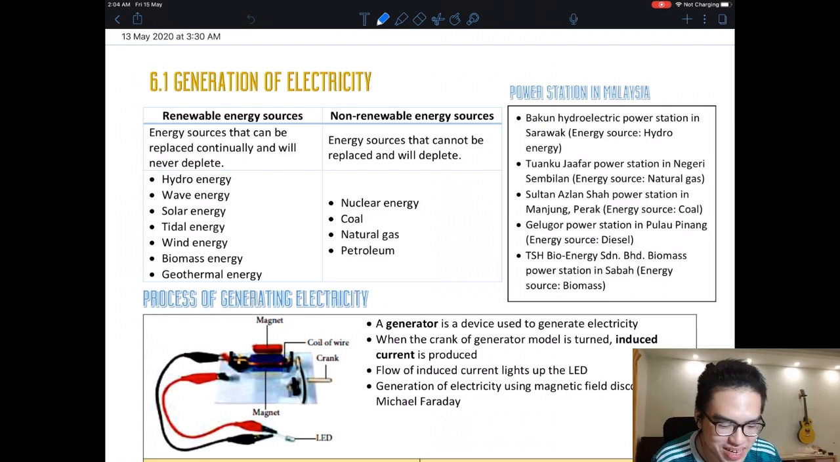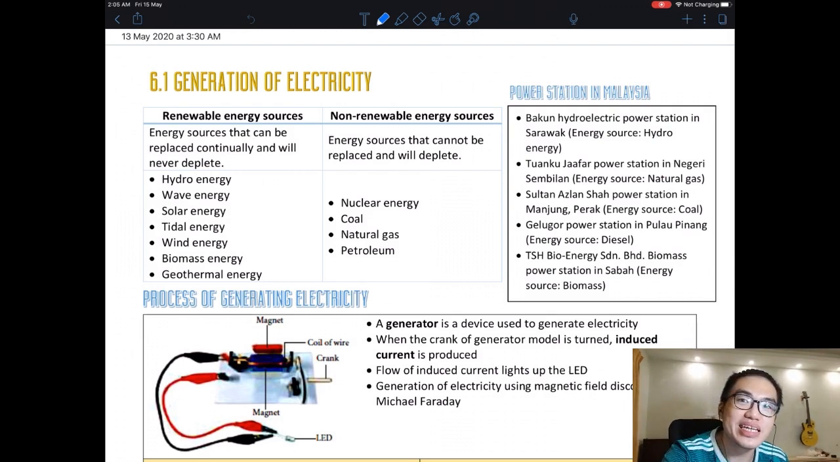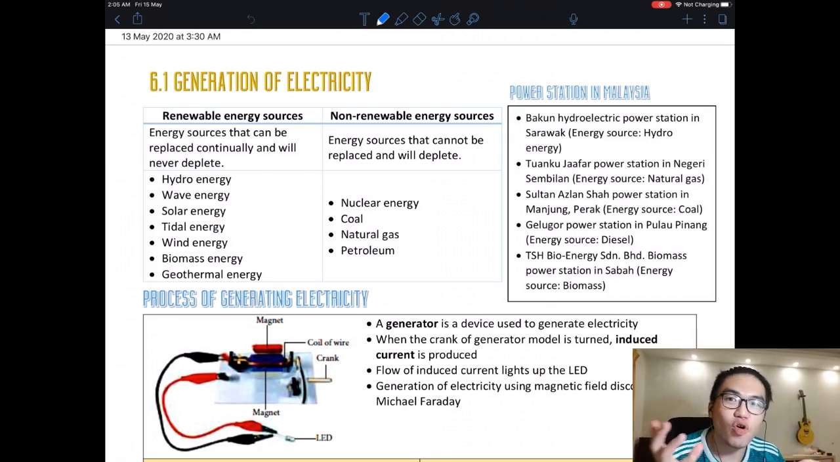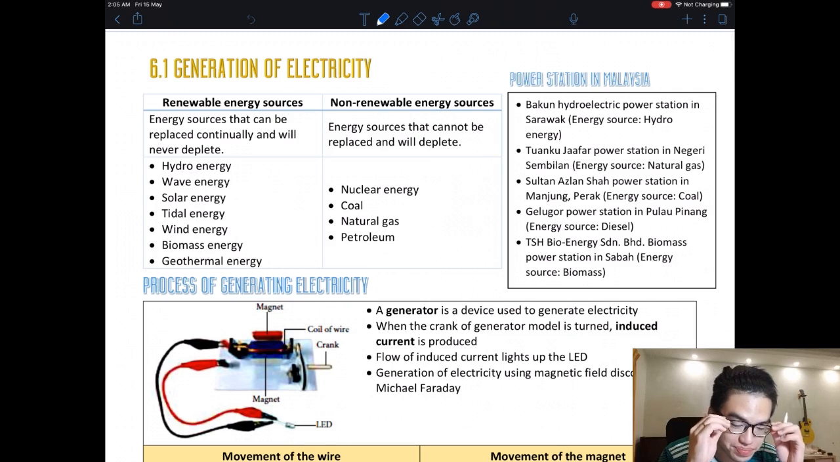So this week we are going into a new chapter, which is generation of electricity. Chapter 6. We have finished chapter 5, very simple, exo and endothermic. This week we will talk about electricity. You have already learned electricity in Form 2, but this part is more about how you generate it, and how you send it to homes and factories.